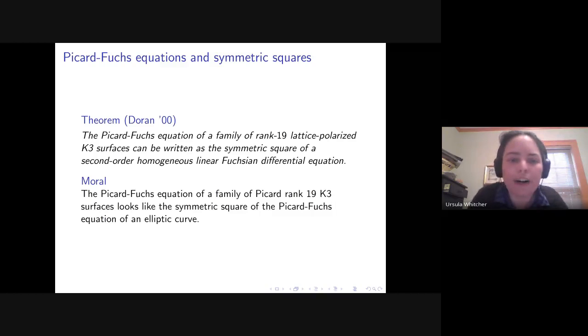The moral being for our purposes, with a geometric mindset, that if you take the Picard-Fuchs equation of a family of Picard rank 19 K3 surfaces, this looks like the symmetric square of the Picard-Fuchs equation of an elliptic curve. So this dimensional tower that we saw earlier, with the elliptic curve going up to the K3 surface, turns into a Picard-Fuchs equation story as well, where for very high Picard rank K3 surfaces, you can see that their Picard-Fuchs equations actually look like these lower dimensional Picard-Fuchs equations.